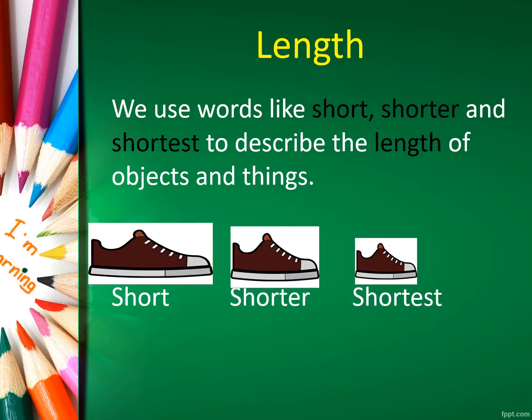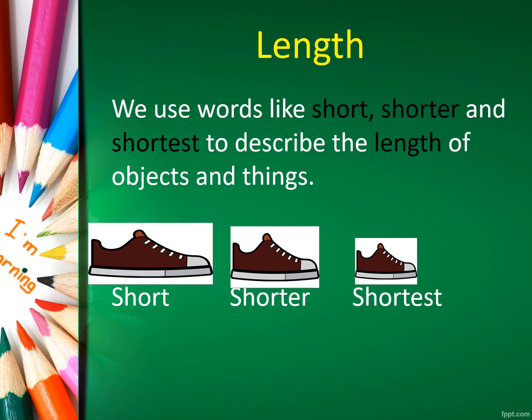Length. We use words like short, shorter, and shortest to describe the length of objects and things. So we have one shoe that is short, another shoe that is shorter, and a third shoe that is shortest. So should you go around and pick up a pair of shoes for your mommy, your daddy, and yourself, you can compare them to see which one is short, which one is shorter, and which one is shortest.